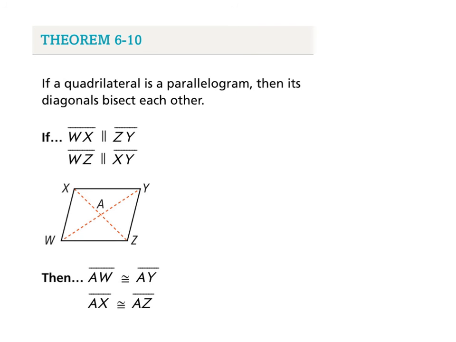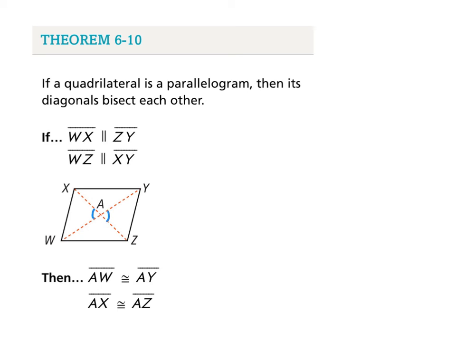Now, lastly, we have a theorem that says that the diagonals of a parallelogram will bisect each other, which means that this diagonal would cut segment XZ into two equal parts, and segment XZ would cut segment WY into two equal parts. So let me show you how we know that that's going to be true. Again, we're going to use congruent triangles, and we're going to use the idea of alternate interior angles. Let's look at triangle XAW and triangle YAZ.